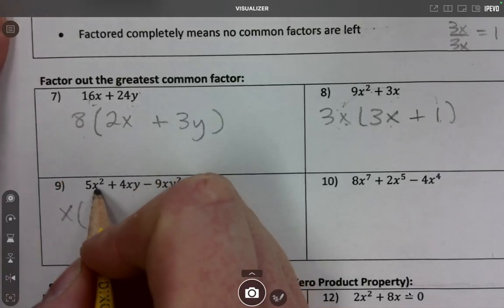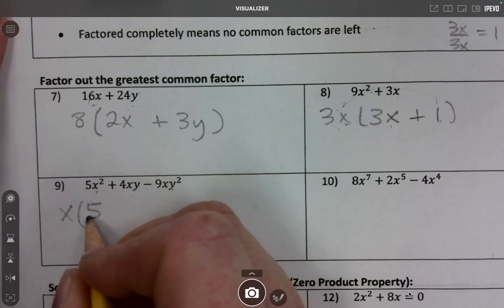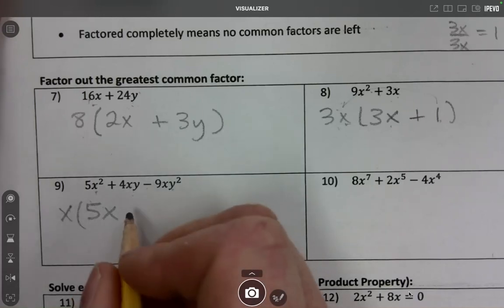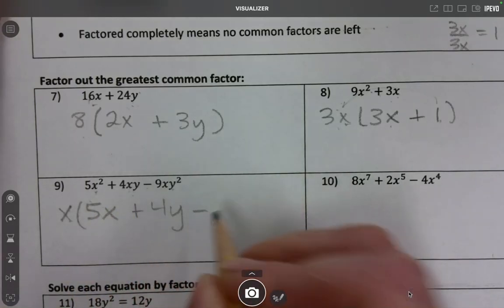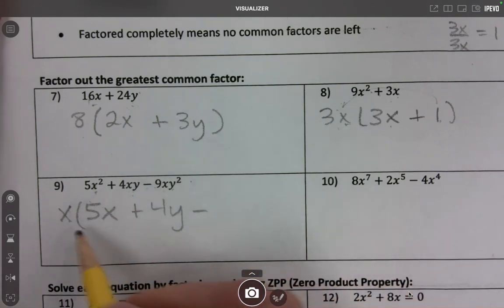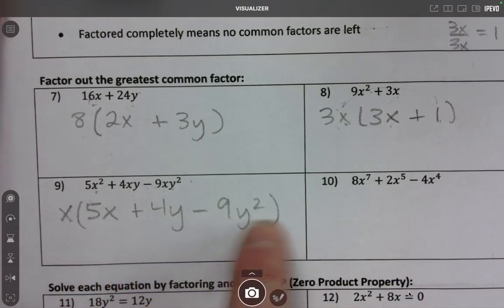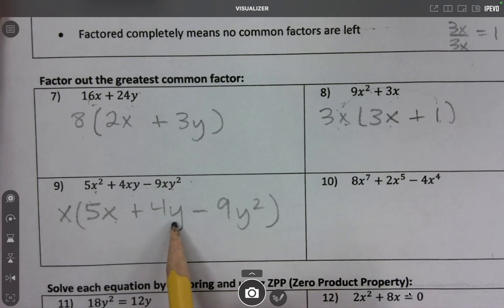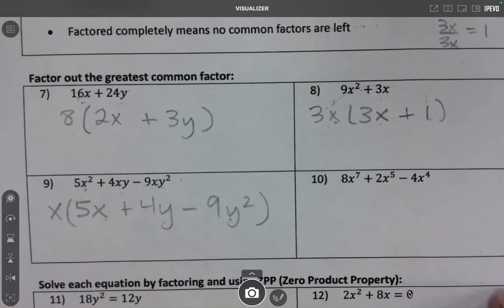So if I have a 5x squared, but I'm taking out one factor of x, I'm left with 5x. And again, x times 5x would give us back the 5x squared, plus 4xy divided by x is a 4y, minus 9xy squared divided by x is now just a 9y squared. So we reduced all of those x's out of there, right? This one went from 2 to 1. This had one factor of x, now it doesn't have any. This one had one factor of x, now it doesn't have any. So we are doing like the opposite of distributing today.